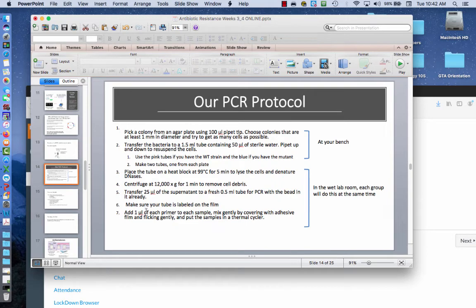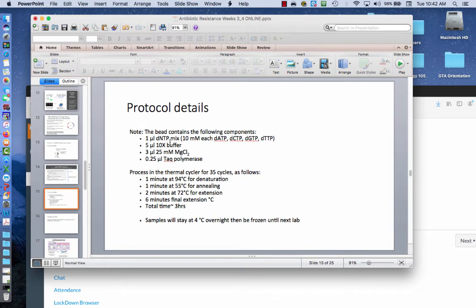Then we added primers to our PCR tubes, and we added a bead. The little beads contained the dNTPs, the A's and C's and T's and G's. It contained the right buffer needed for the DNA polymerase, as well as some magnesium that Taq polymerase really, really likes. Then we processed these samples in our PCR machine, thermocycler, for 35 cycles, I said 30 earlier, it was 35, at the following temperatures. Then we kept our samples at 4 degrees overnight until we came in to run the gel.